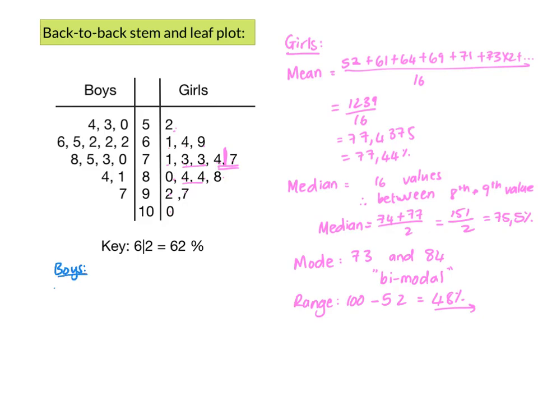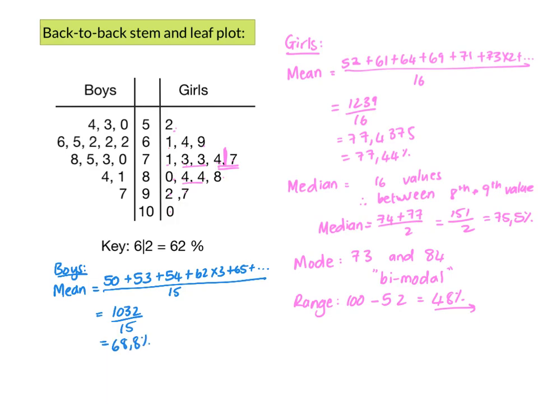Now be careful with the boys because you're reading backwards. So the mean will be 50 plus 53 plus 54 plus 62. There's 3 of those, and so on. I'm not going to write them all down. And I'm dividing that by the number of values, and in this case, there are 15, one less than the girls. The sum is 1032, and when I divide that by 15, I get 68.8%.